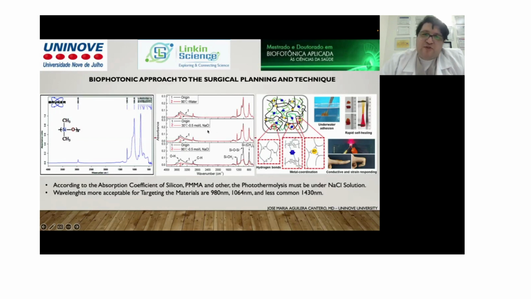That means that we have to engulf all the foreign body in order to pass light through these underwater adhesions, in order to denature these bonds or links inside the molecule. So the photothermolysis must be under a sodium chloride solution, and the wavelengths most accepted are 980 nanometers and 1064 nanometers, and less common 4030 nanometers.